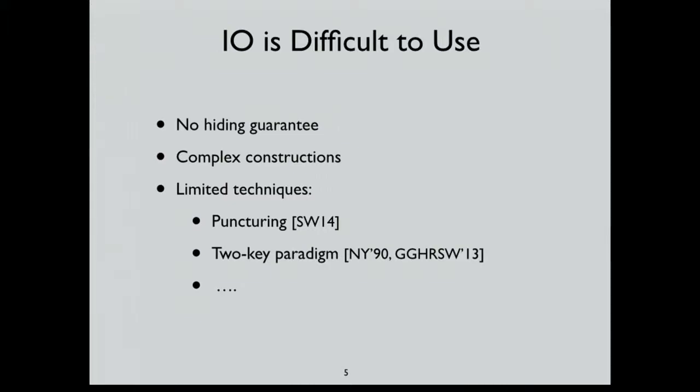But in the past 2 years, we have seen many, many constructions which use IO and achieve new results. And in all of the talks I see that many of these constructions are very, very complex. And the reason is that IO doesn't really hide anything. So you have to come up with new techniques to hide the information that you're utilizing in your program. And there are only a very handful of techniques like puncturing, the two-key paradigm, and some complex combination of these two.